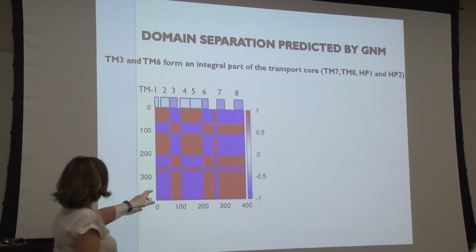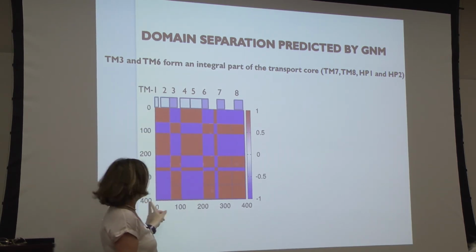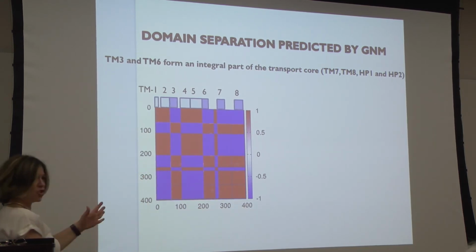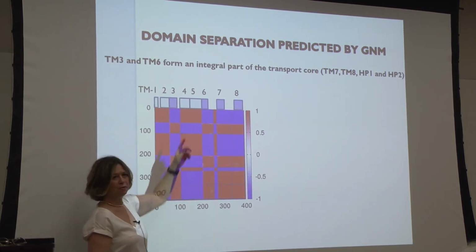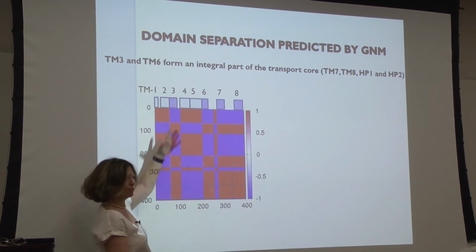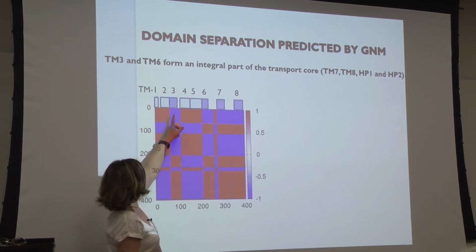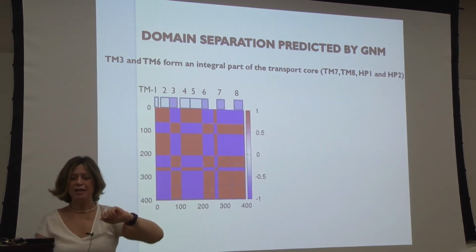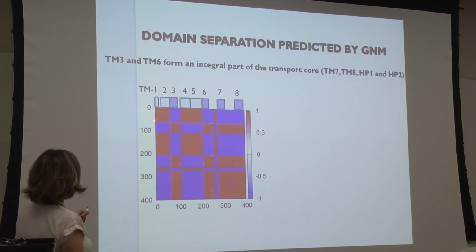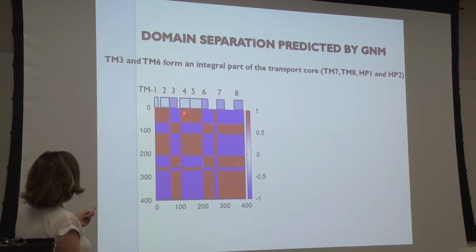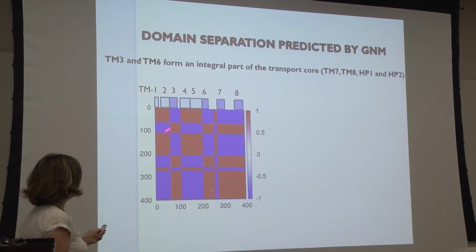Okay? So in this case, we start from here to here, 1 to 400. That's what each subunit is in the transporter. The red region here means this part is moving concertedly, and then this is anti-correlated. So transmembrane helix 3 is anti-correlated with transmembrane helices 1 and 2. And then 4 and 5 are correlated with 1 and 2. Okay? You have the complete map from here.